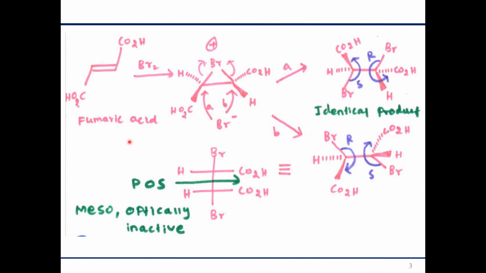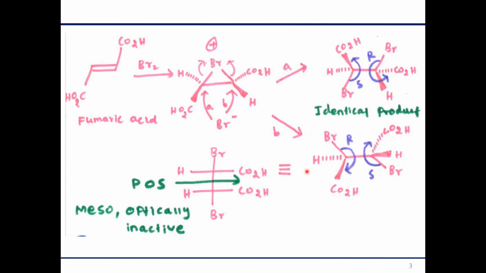Similarly, when fumaric acid reacts with the bromine molecule, it forms the corresponding bromonium ion. Here also the bromide ion can attack on the A carbon as well as on the B carbon. When attack happens on the A carbon, the corresponding product forms which has R and S configuration. When attack happens on the B carbon, the corresponding product also has R and S configuration. Now you see both are identical products because the configurations are the same.